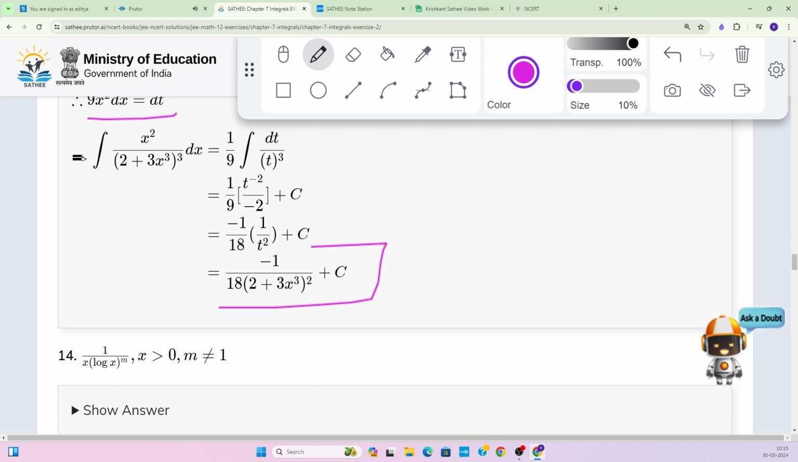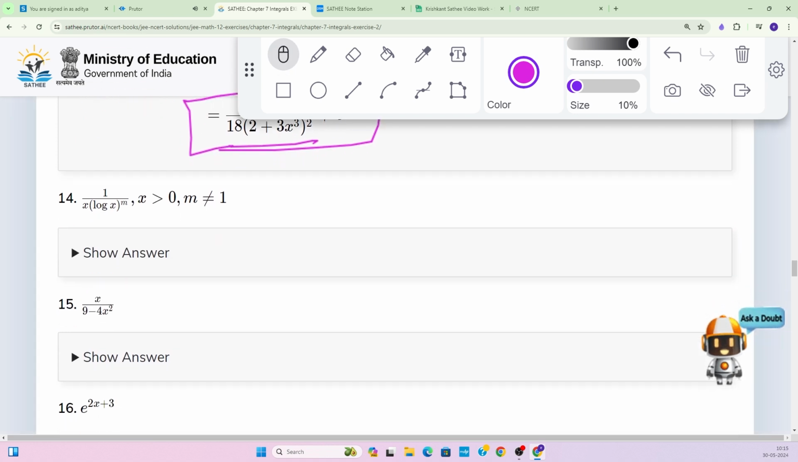Then in terms of x, your answer will be what? Minus 1 by 18. In the numerator you have minus 1, in the denominator you have 18 multiplied by (2 plus 3x cube) whole power square, plus some constant.